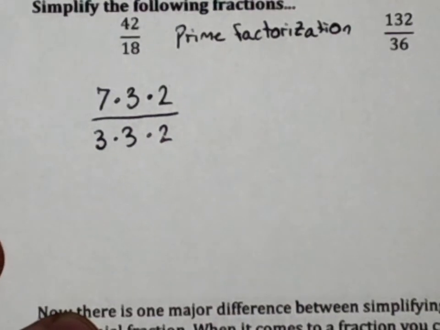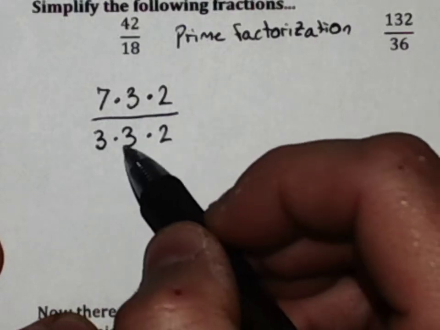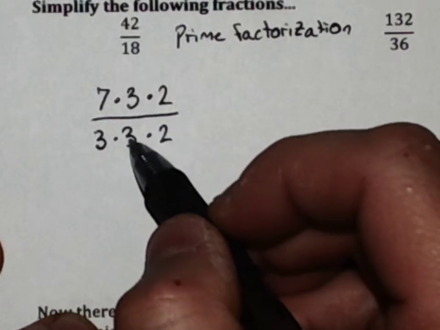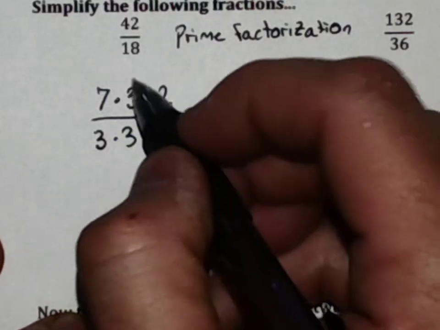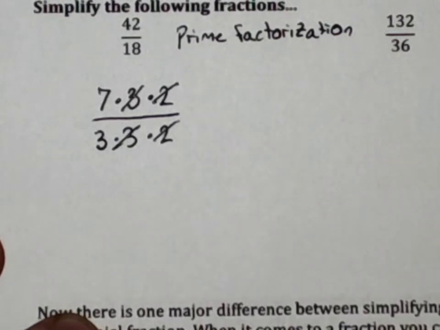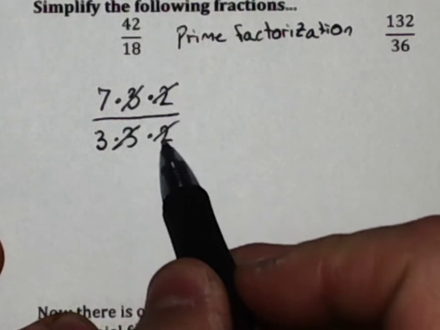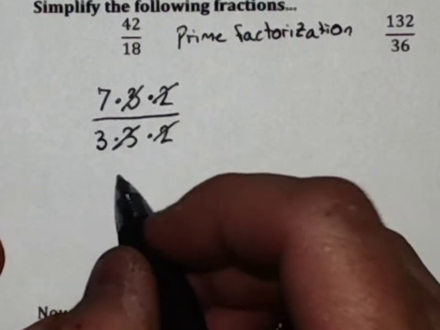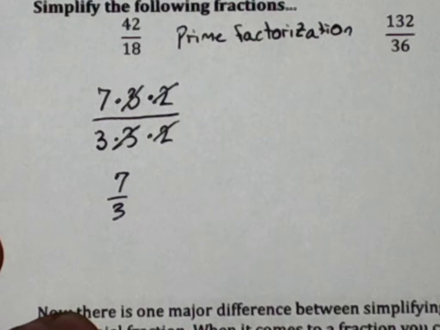Now, if you look here, we have a 3, which is being divided by 3. And 3 divided by 3 is 1. 2 divided by 2 is 1. A lot of people like to say cancel out. I prefer to use the terminology divide to equal 1. So 3 divided by 3 is 1. 2 divided by 2 is 1. What's left? Just 7 divided by 3.